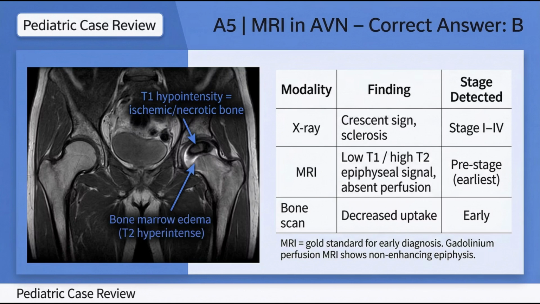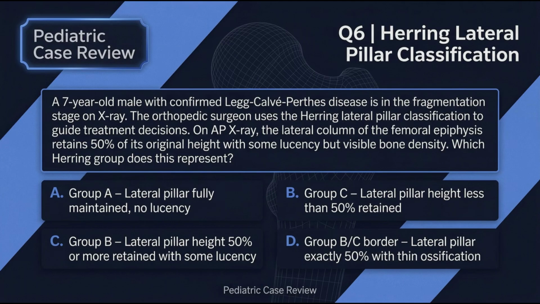A bone scan showing decreased uptake in the affected epiphysis is another early investigation, but magnetic resonance imaging has superior specificity and anatomical detail. Case 6. A 7-year-old male with confirmed Legg-Calvé-Perthes disease is in the fragmentation stage on X-ray. The orthopedic surgeon uses the Herring lateral pillar classification to guide treatment decisions.